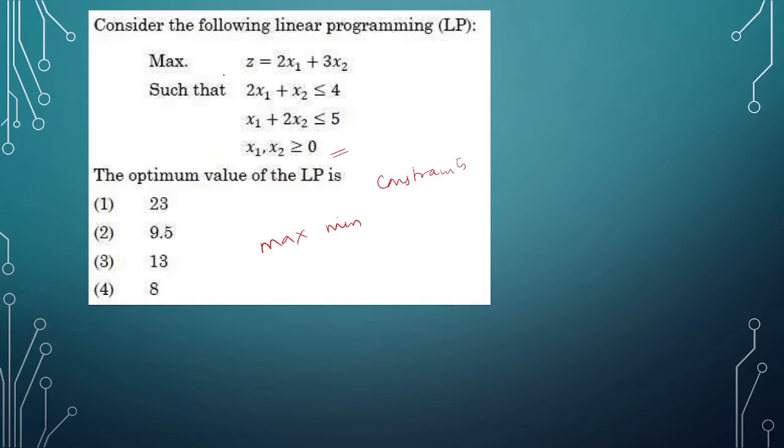As you can see what they have said, maximize the objective function z which is equal to 2x1 plus 3x2 such that these are the constraints that are given to me. Okay, so 2x1 plus x2 should be less than equal 4, x1 plus 2x2 less than equal 5, x1, x2 greater than equal 0. So what is the optimum value of the LP that you will be finding? Okay, इसका easiest तरीका आपको बताती हूँ जिसमें आप क्वेश्चन को 2 मिनट के अंदर सॉल्व कर लोगे.